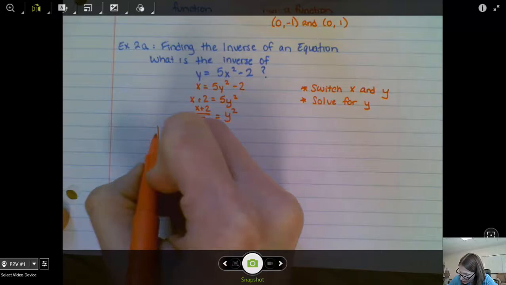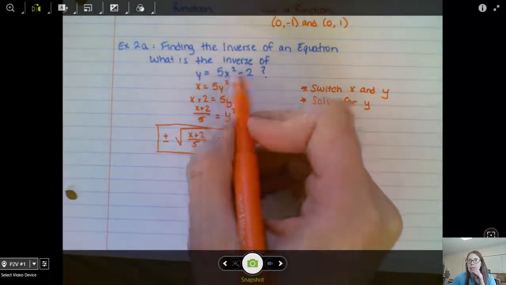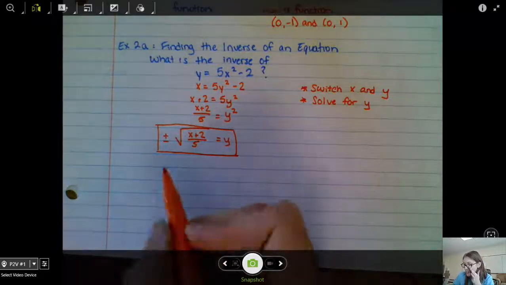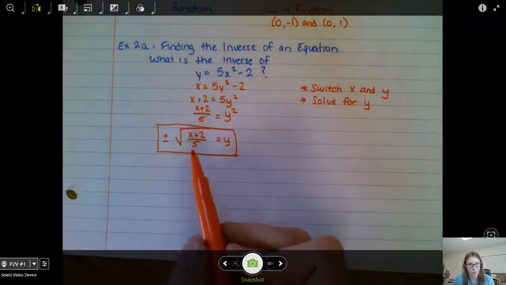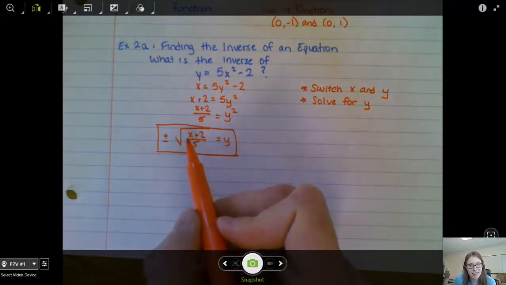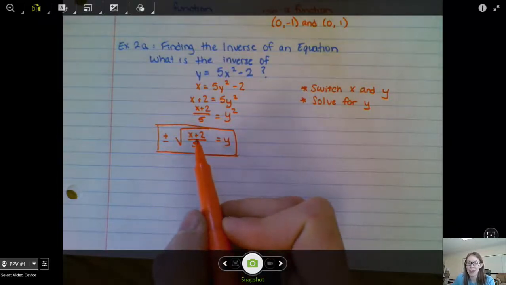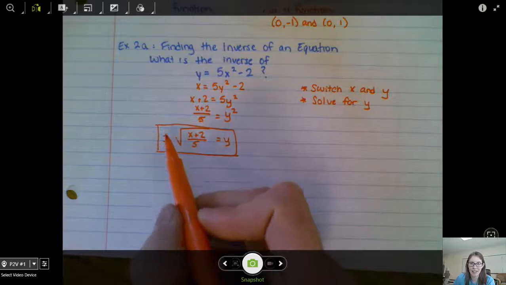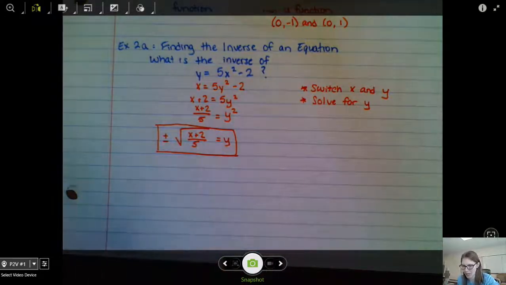So the inverse of my relation 5x squared minus 2 is plus or minus square root of x plus 2 over 5. And we'll talk about this a little bit more, but this actually is not a function because if I take a value for x and plug it in, I get 2 y values. One x value gives us a positive and a negative value for y. And again, we'll talk about that more as we go.